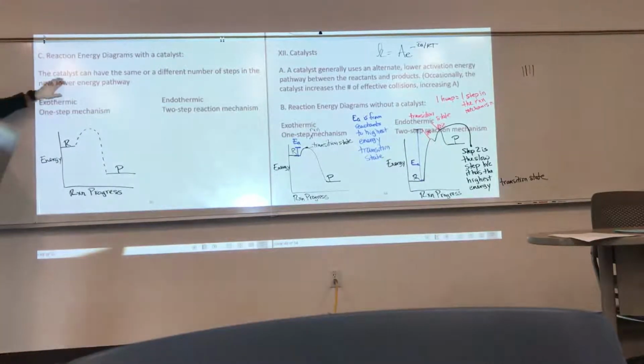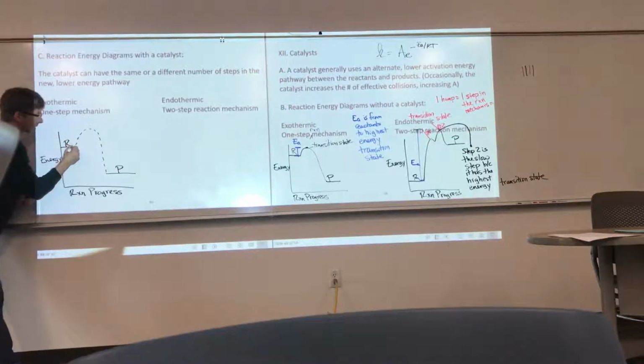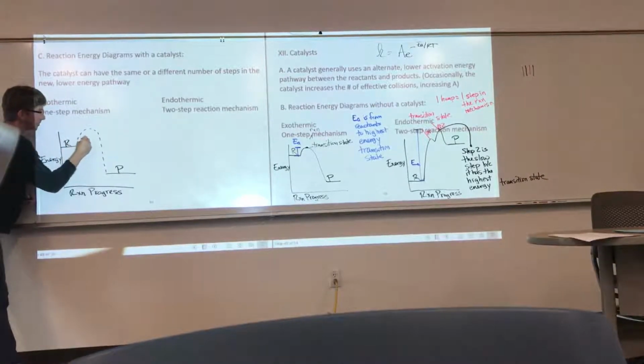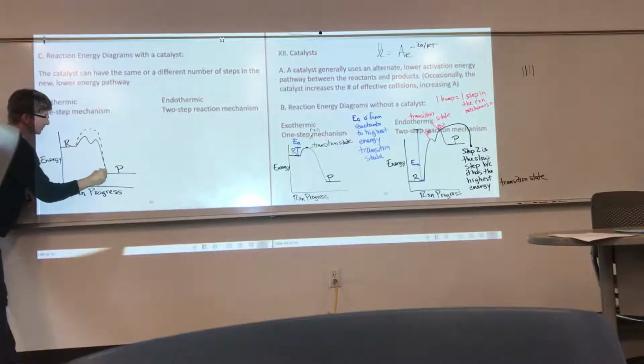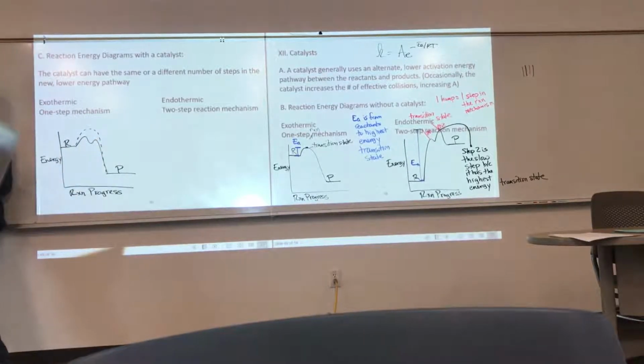The catalyst can have the same or a different number of steps in a new lower energy pathway. So I've got my dash line here. It could be one step, it could be two steps. Typically, actually, with a catalyst, it will add a step, but it doesn't have to. So with a catalyst, it might be that line there. And what we could say then is that with the catalyst, now it's a two-step reaction mechanism.